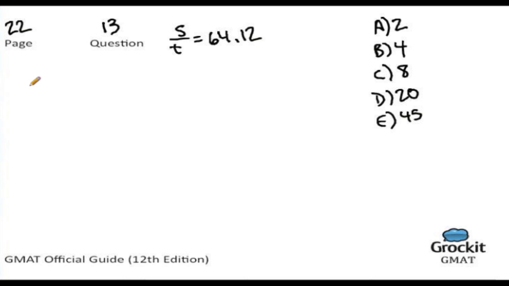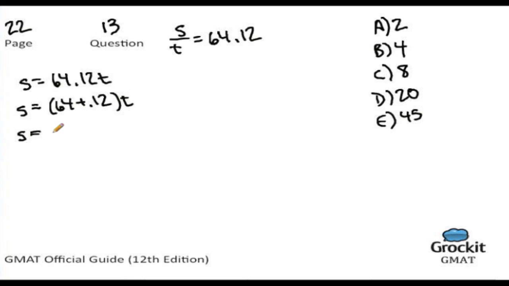So, basically we multiply both sides by t. We end up with s equals 64.12 t, which is the same thing as saying that s equals 64 plus 0.12 times t. And we can distribute the t if we want, and we do in this case. So this is 64t plus 0.12t.